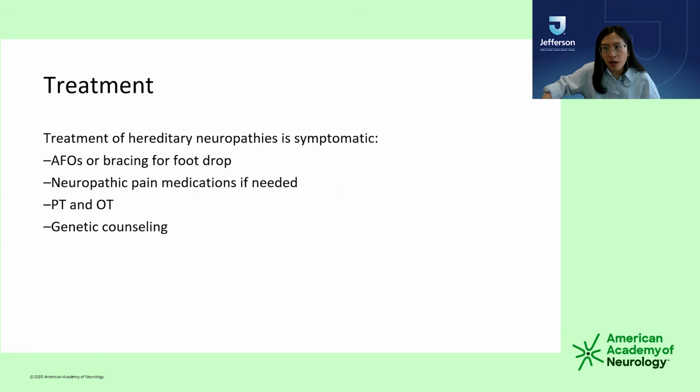So when you have an inherited neuropathy, treatment is symptomatic at this point. We often will include our rehab colleagues to help us with bracing. We can give them neuropathic pain medications if they need it, although in many patients with inherited neuropathies, they tend to have less pain than with acquired neuropathies. PT and OT can also be really helpful. And then, of course, genetic counseling is really important for all these patients to have.